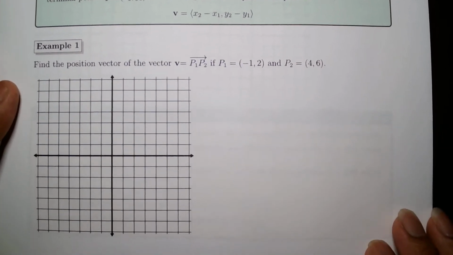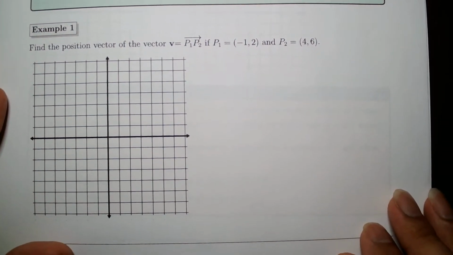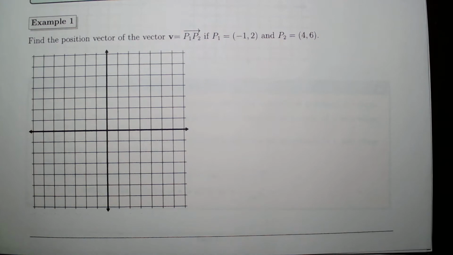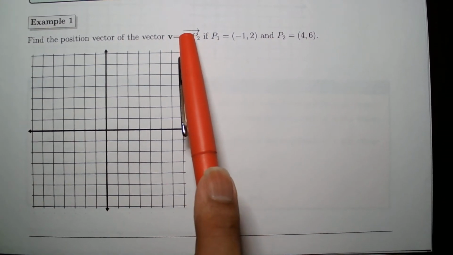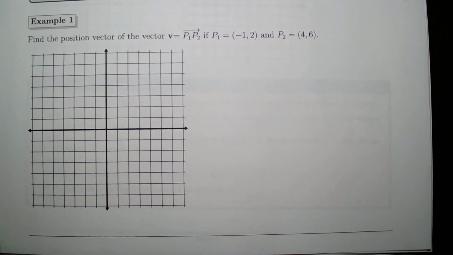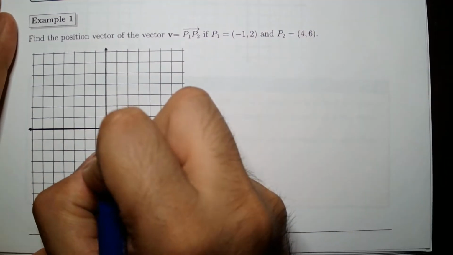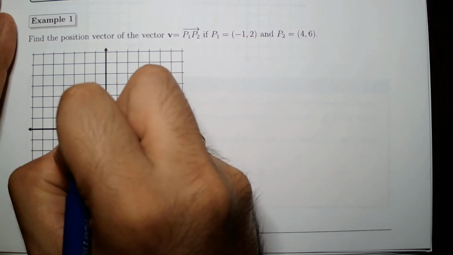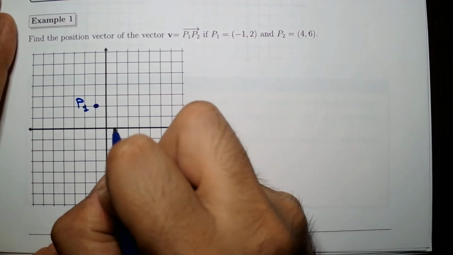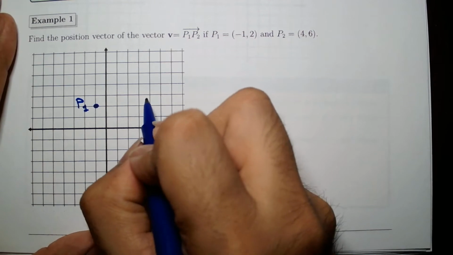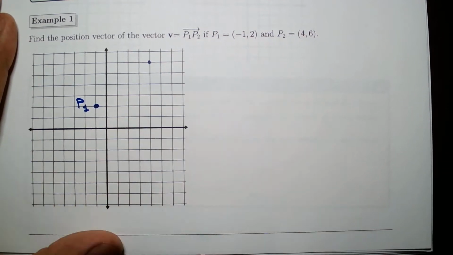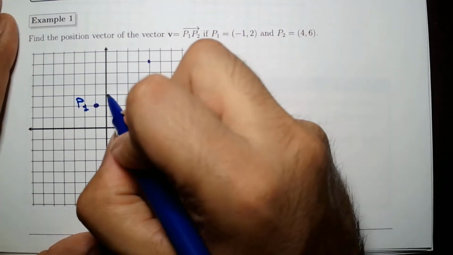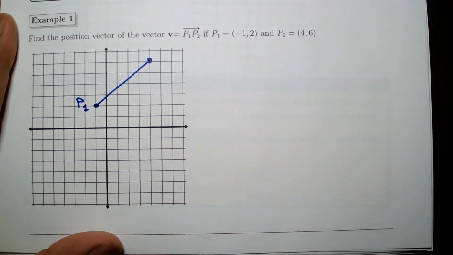Alright, so let's do an example and show you how to graph them, how to plot them. We're going to find the vector that goes from point 1 to point 2. Let's plot -1 comma 2, that's point 1, and 4 comma 6, that's 1 2 3 4, 1 2 3 4 5 6. We're going to find the vector that passes through those points.